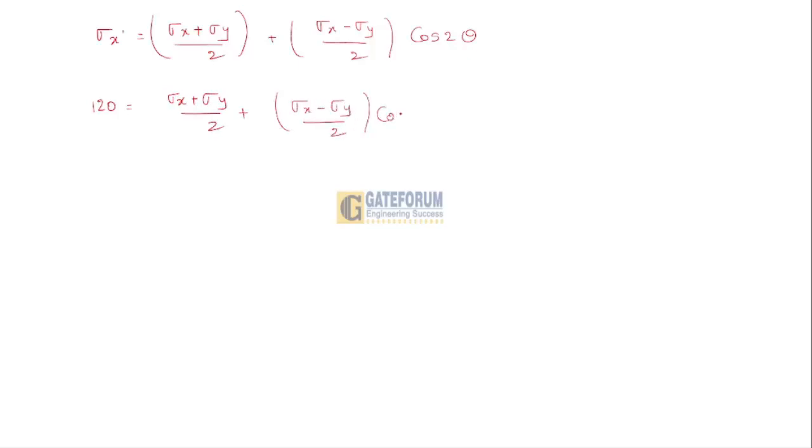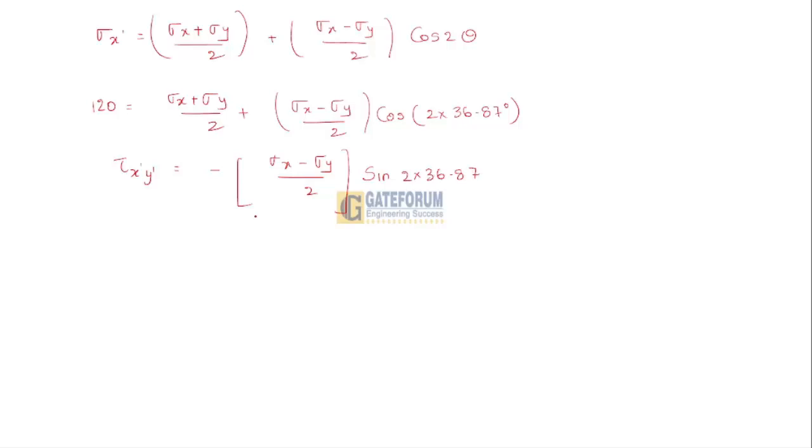When we are using some transformation equations like sigma x dash equal to sigma x plus sigma y by 2 plus sigma x minus sigma y by 2 cos 2 theta. 120 is equal to sigma x plus sigma y by 2 plus sigma x minus sigma y by 2 cos 2 into 36.87 degrees. Tau x dash y dash will be minus of sigma x minus sigma y by 2 sine 2 into 36.87.